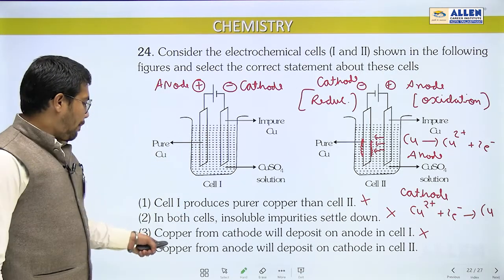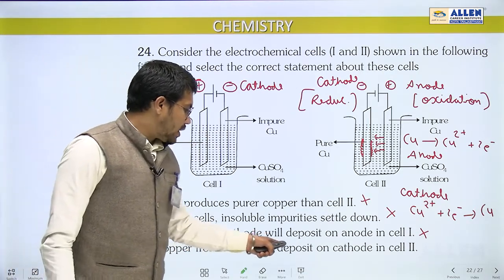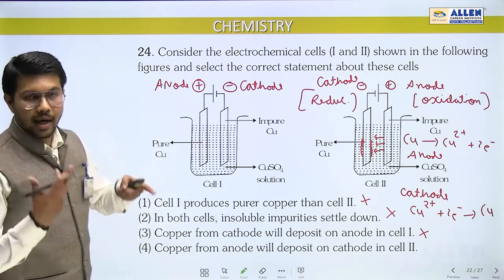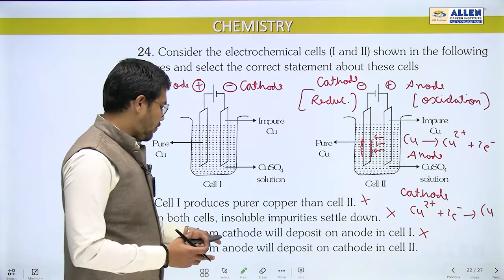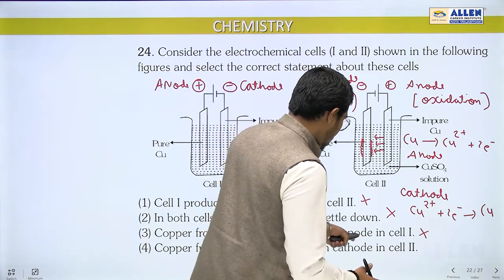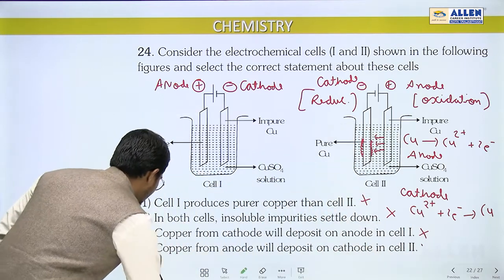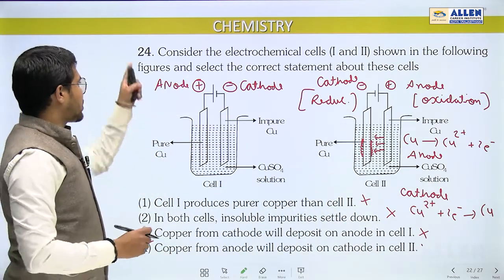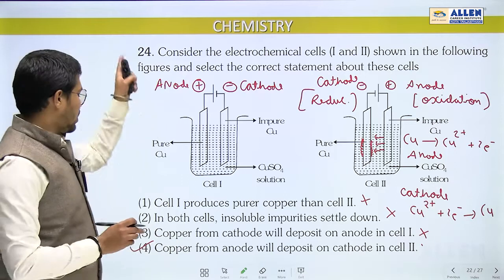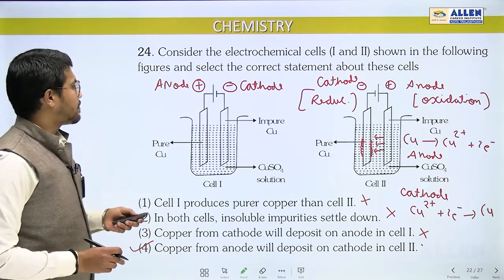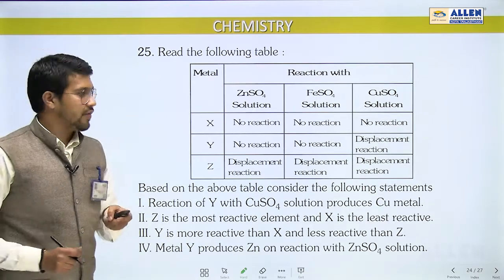Fourth one is what? Copper from anode will deposit on cathode in cell 2. Yes, this statement is correct. So this is the correct option for this particular question. For the 24th question, the correct option would be 4th. Next, we are having this question, 25th.